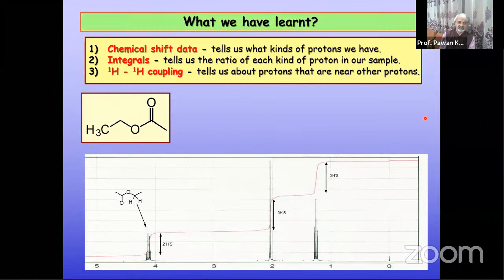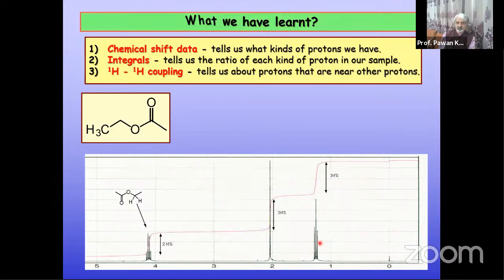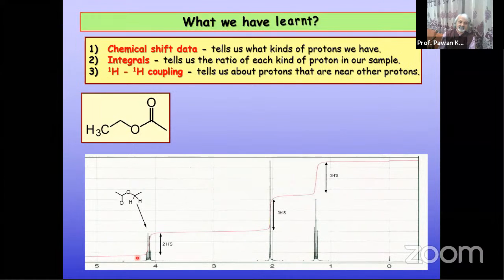And another thing is that when I measure the coupling, the splitting, I get a quartet and a triplet. By the m+1 rule, the quartet is due to 3 protons in the neighborhood, and the triplet is due to 2 protons in the neighborhood. So that means the quartet is arising due to the CH2 in the ester part.